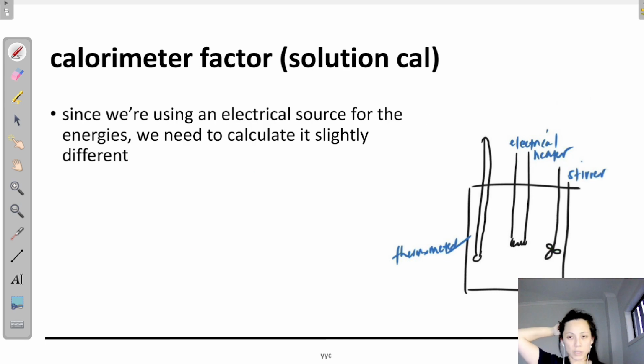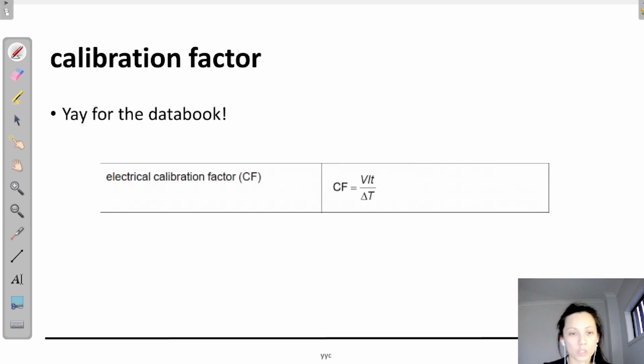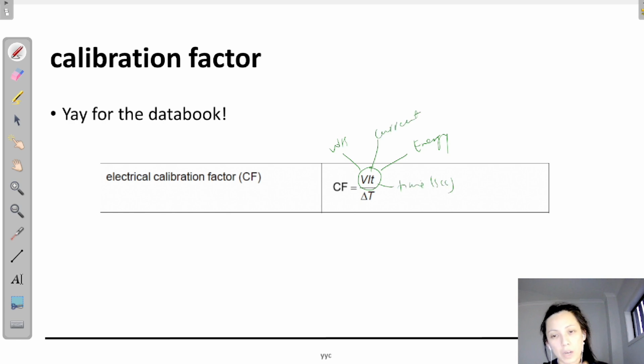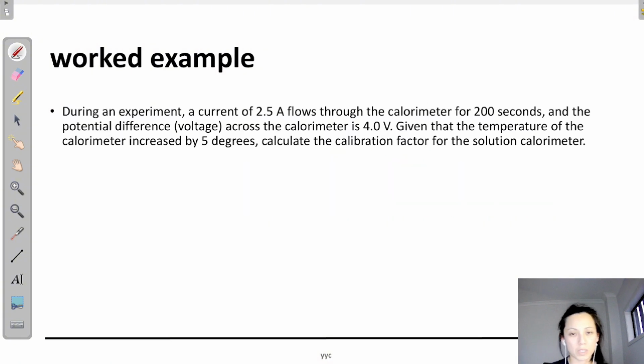And because we're using an electrical energy source, yes, to calculate the calibration factor, it's still this. However, the way in which we calculate energy is slightly different because the values that we have are going to be electrical. So what does that look like? Ta-da! The data book has come up with the goods once again. So here, VIt just means energy, where V is volts, I is current, and t is time, but the time is in seconds, current is in amps, and volts is in volts. Cool.